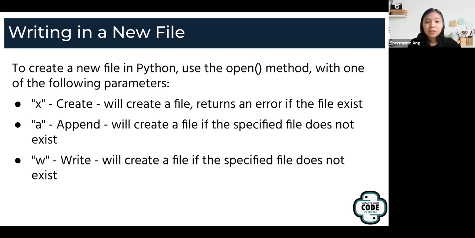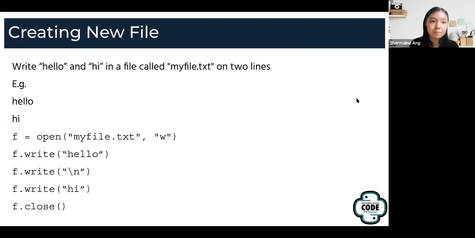And then if you just want to append, you use the parameter a, and it will create a file if the specified file does not exist. Then it will just append onto what is already written in the file. And if you want to write, you use the parameter w, and it will create a file if the specified file does not exist. If it already exists, then it will just overwrite whatever is already on the file itself. So let's look at an example.